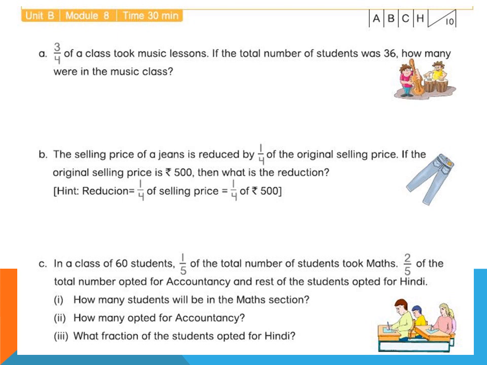Number 2, how many opted for accountancy? And number 3, what fraction of students opted for Hindi? See, in answer number 1 and 2, the number of students will be the answer, and in number 3, the fraction of students will be the answer. Please pause the video, try to solve this yourself.